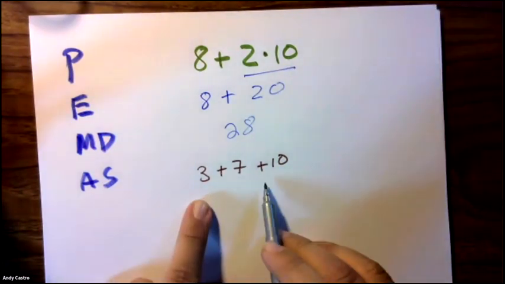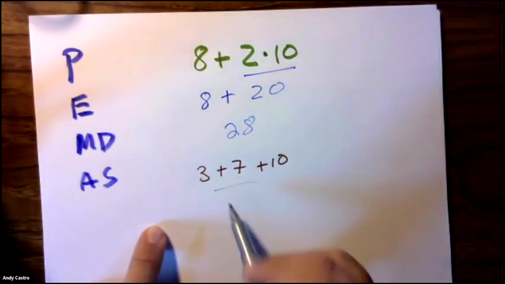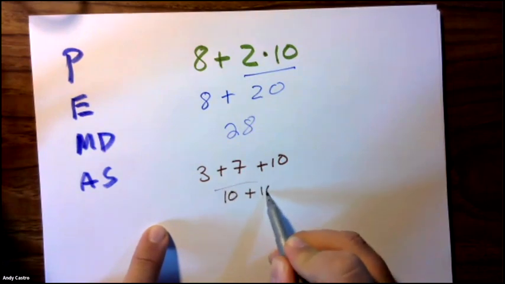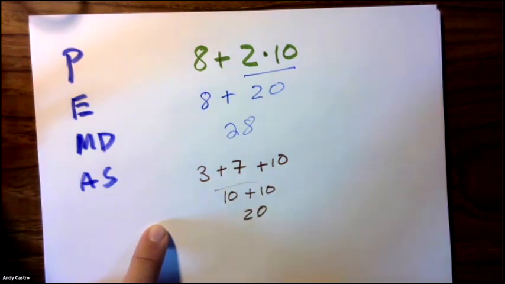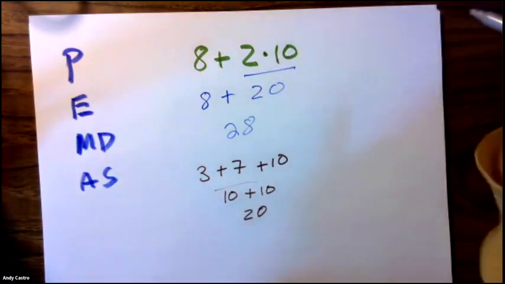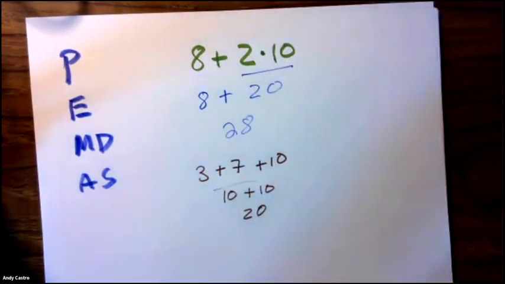All right, this one only has addition, so we just do it left to right. 3 plus 7 is 10. 10 plus 10 is 20. All right.